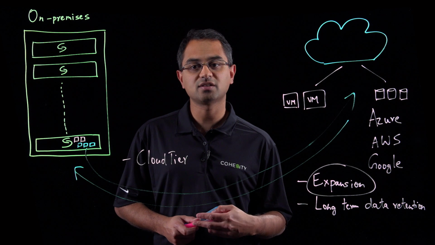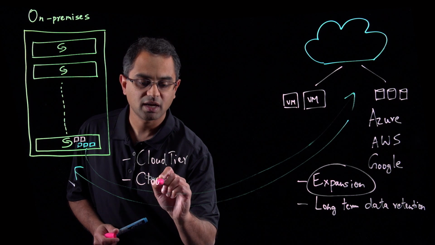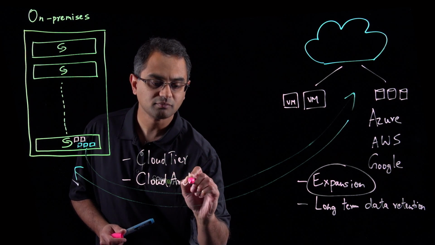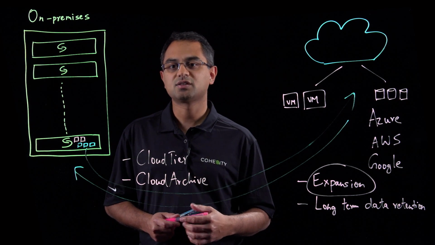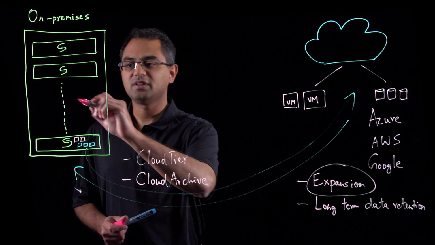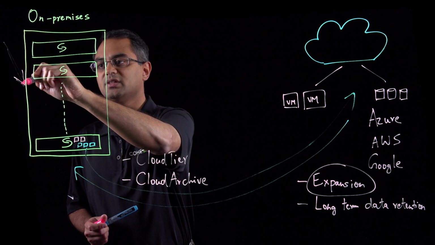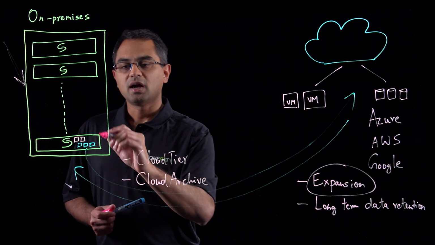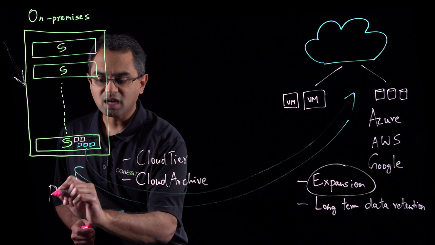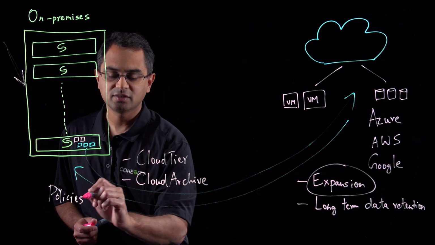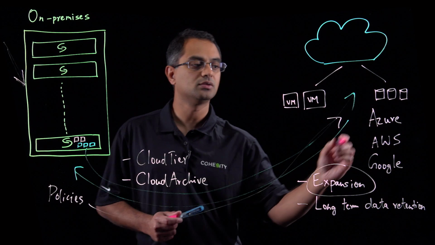The second use case is around long-term data retention. And we solve this with a feature that we call CloudArchive. So as you know by now, everything that we do on the Cohesity platform is policy-driven. So we have policies for backup, which basically gets the data onto the Cohesity data platform on-prem. In a similar vein, we can set up policies that establish the time frame and the retention periods of how and when the data needs to be moved to the cloud.